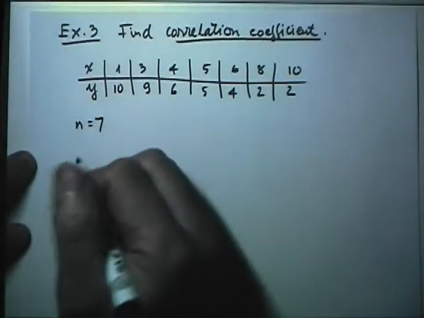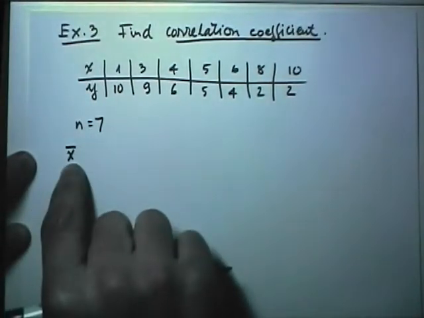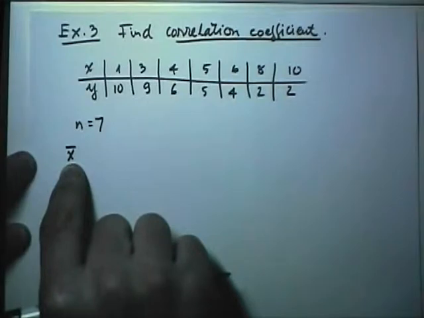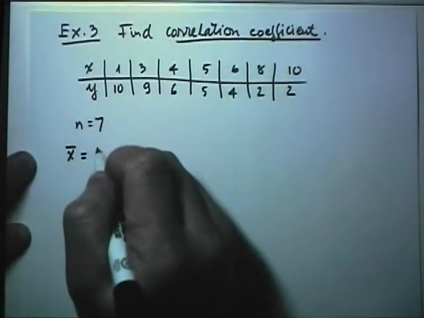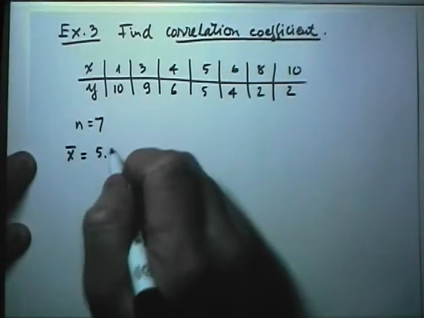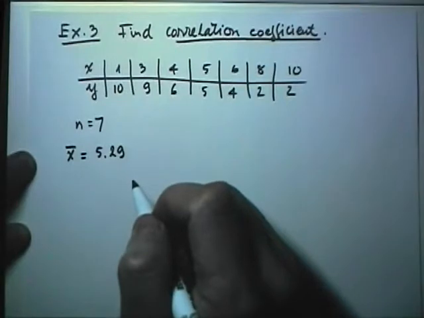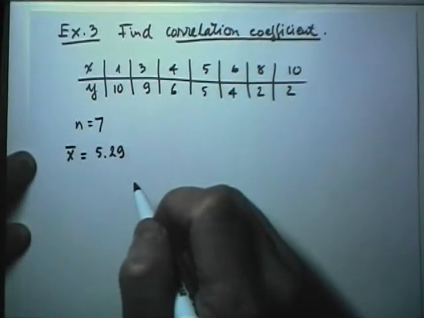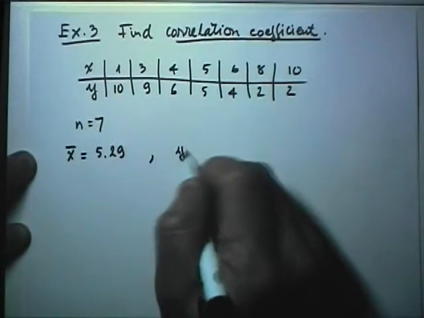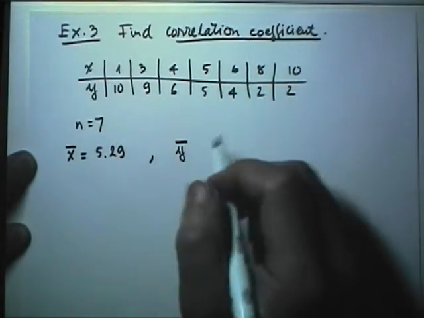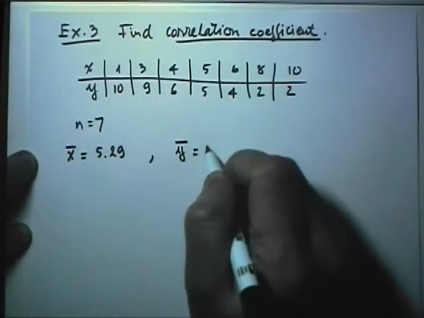Now, once again, we must find the mean value for all the x, and according to my calculations, it's 5.29. And once again, you can always pause the video and do it yourself to verify my calculation. Also, I have found that the mean value for all the y values is 5.43.